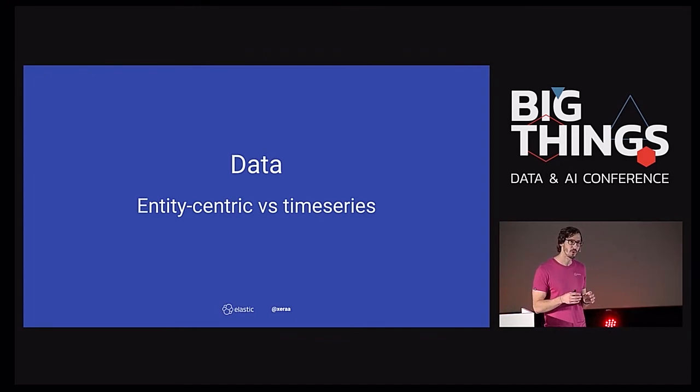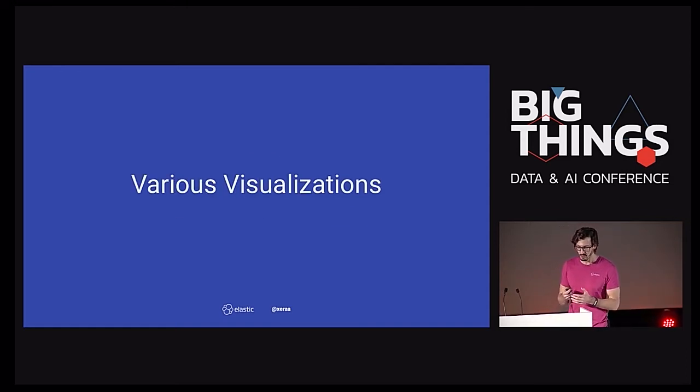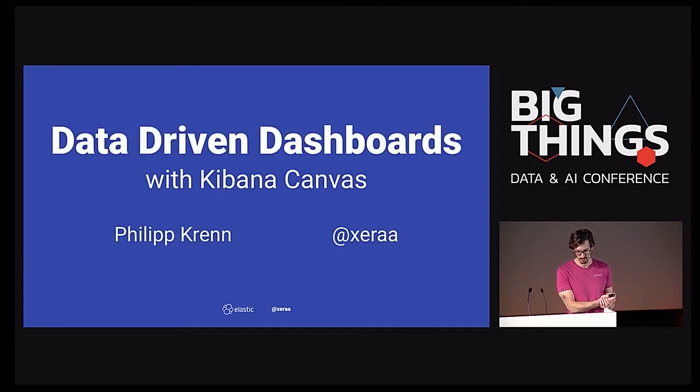The timeline view is always nice if you want to see what happened over time. The entity view is like, who are my top spenders, for example, and you can just extract those. And then you have various visualizations that I've shown, including Canvas, where you can customize exactly the way you want to see data for your use case. And that's pretty much it.